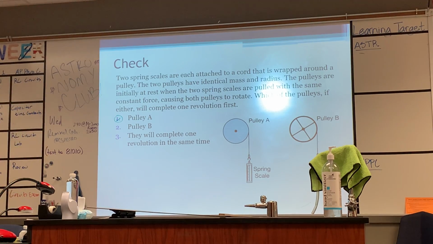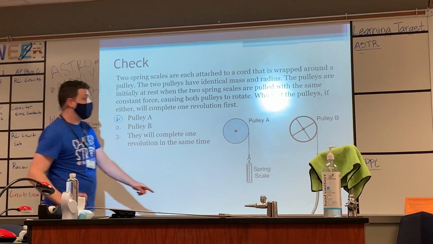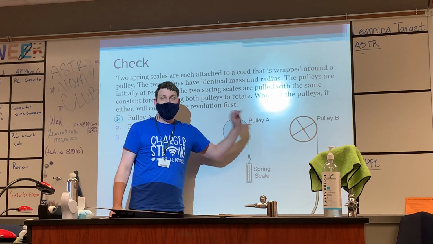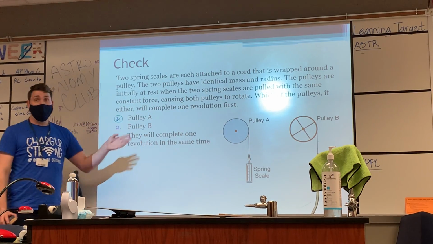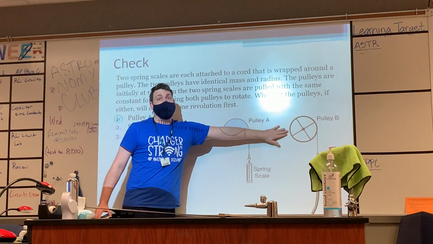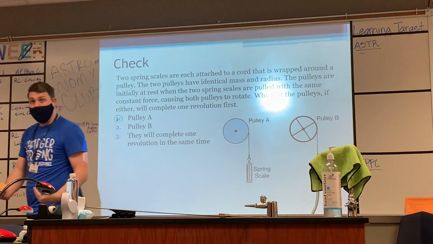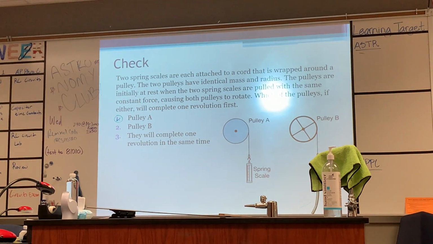Excellent, good. I'm really glad that you mentioned the fact that they both have the same torque, because that's important. Same torque, but this one has a greater inertia, so it has a lower angular acceleration. Exactly. So pulley A rotates easier, so it's going to spin around faster. And by the way, this came from an FRQ, so this was like half of an FRQ, which you just argued right there.